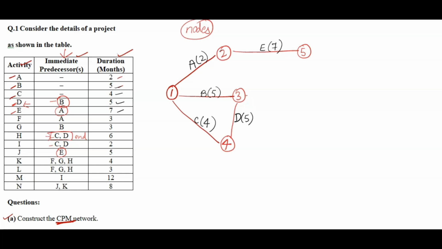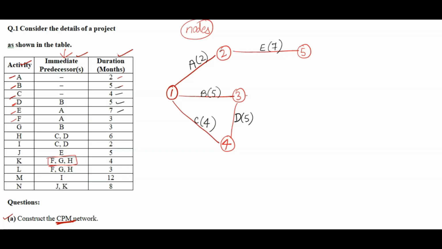The next activity. So next, okay, this all I will remove. Next we have which activity? F. F also is starting from A. But you can see F is here. F is coming with FGH.